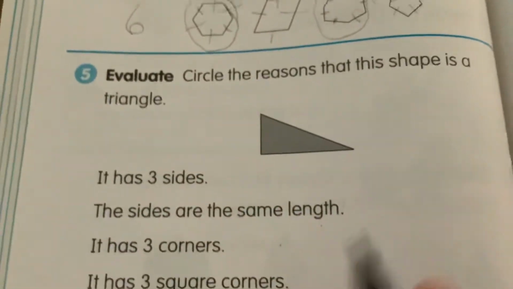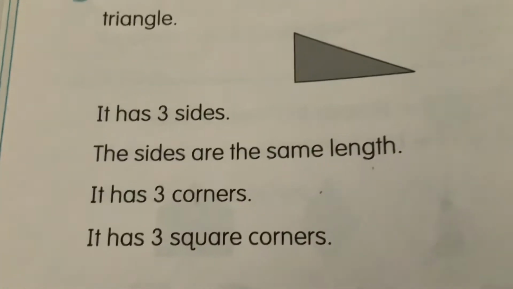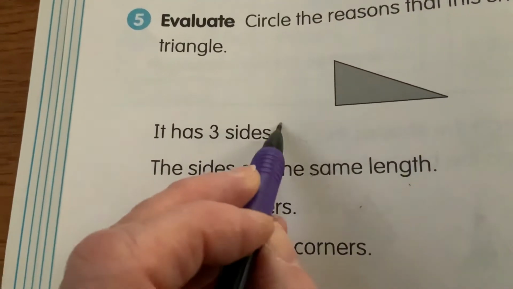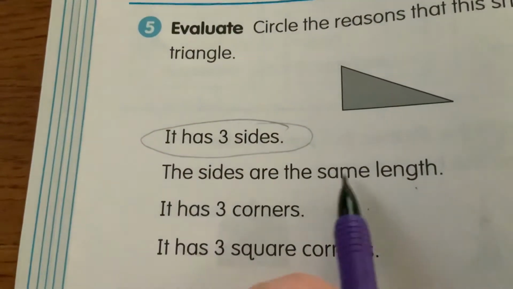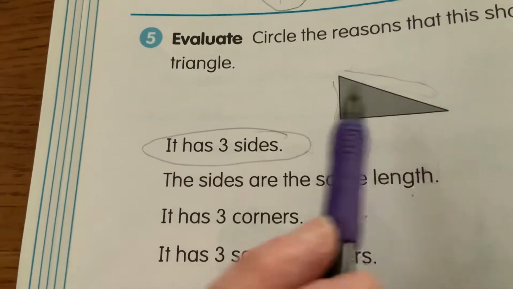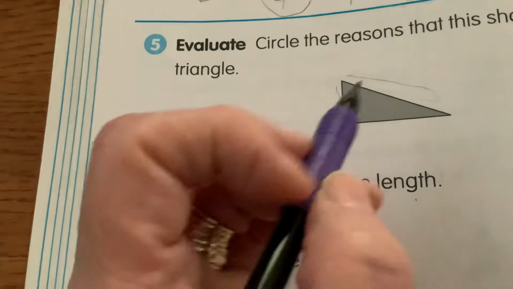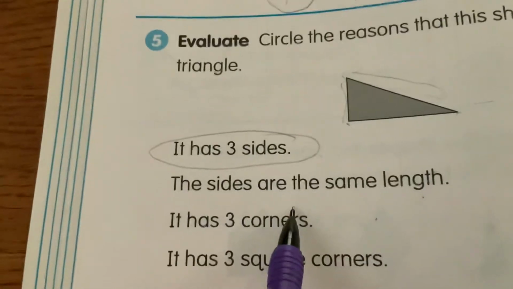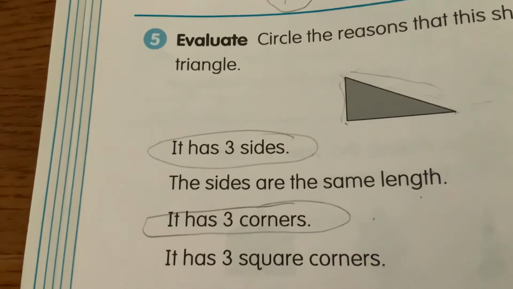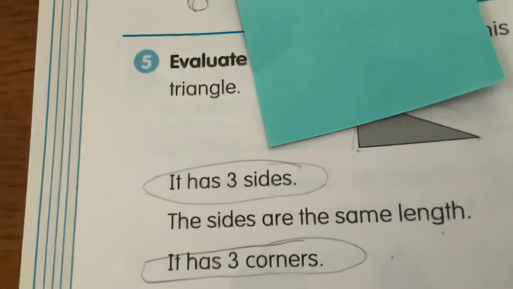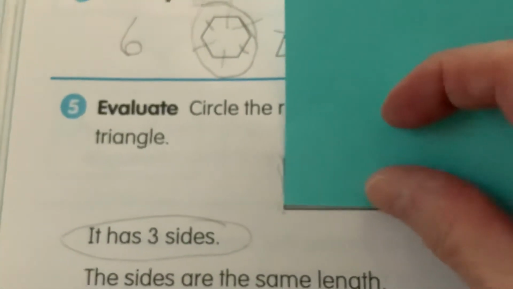Okay, circle the reasons that this shape is a triangle. Well, it has 3 sides. 1, 2, 3, yes. The sides are the same length. Is this side the same as this side? No. It has 3 corners. Well, 1, 2, 3. Yes, it has 3 corners. It has 3 square corners. Well, I think right now you're getting used to looking at it and seeing whether it has a square corner or not. This one is a square corner.